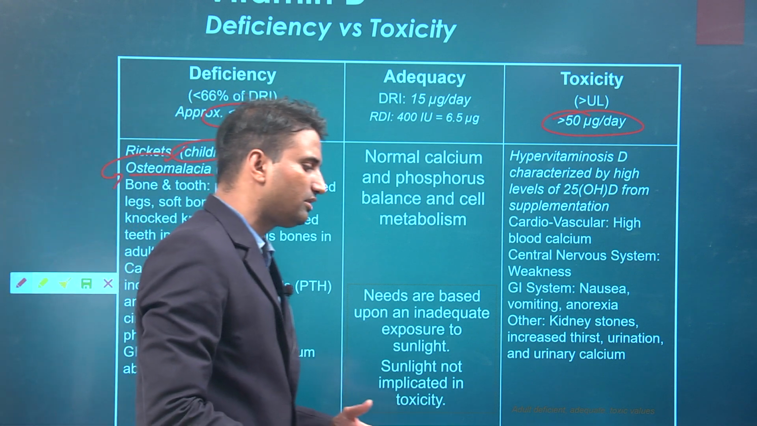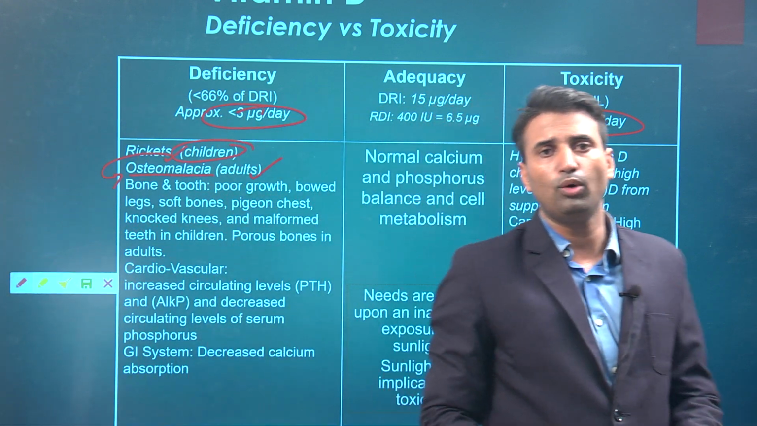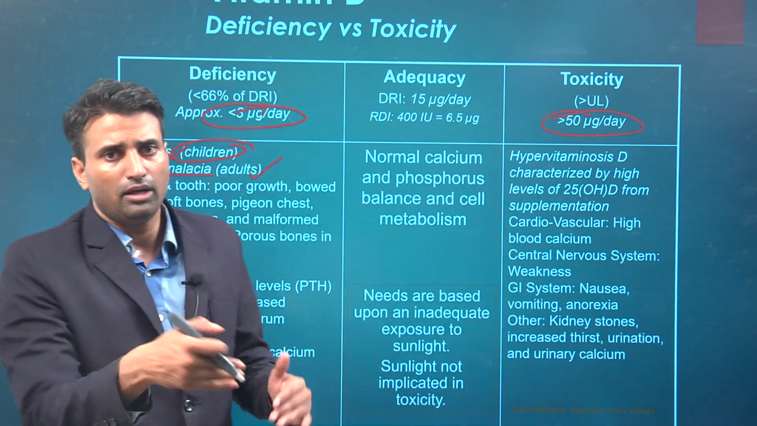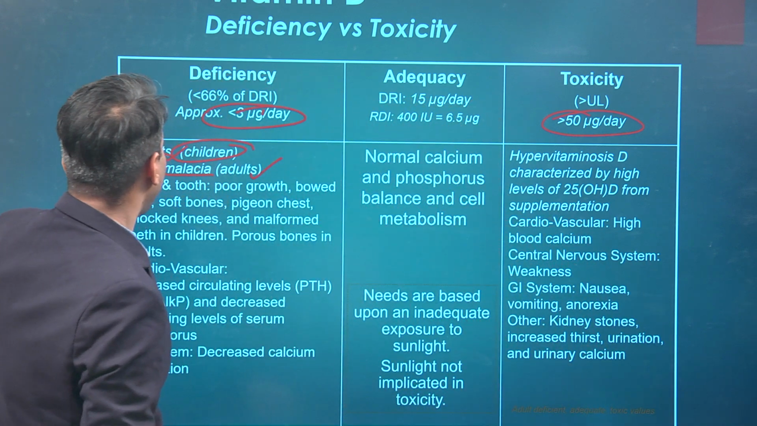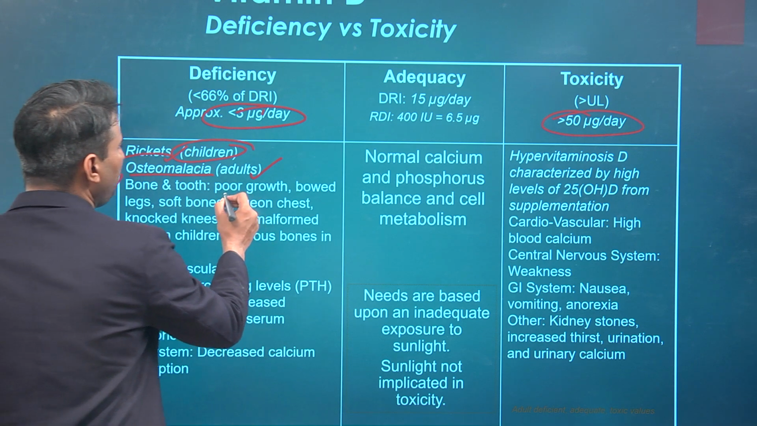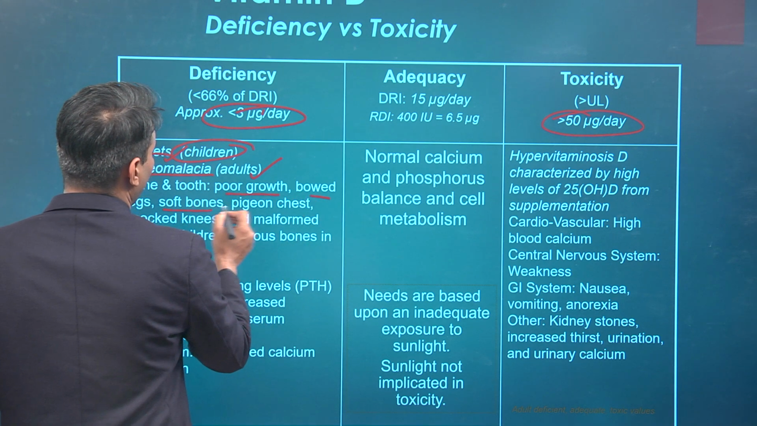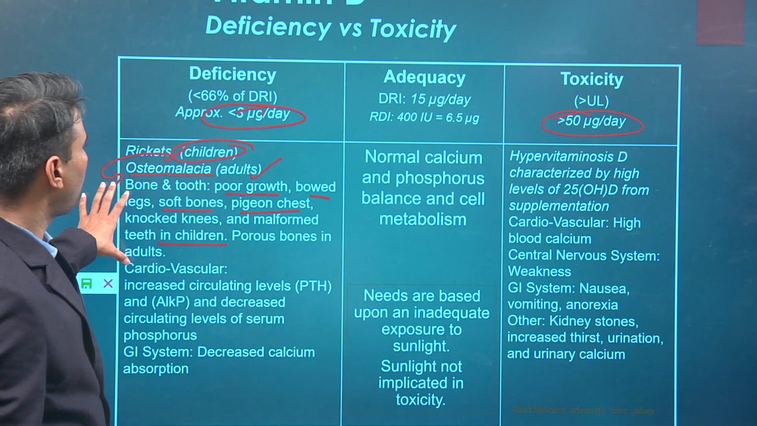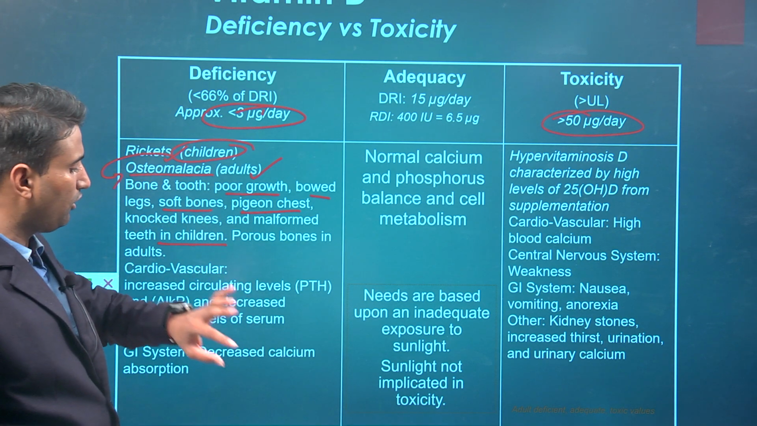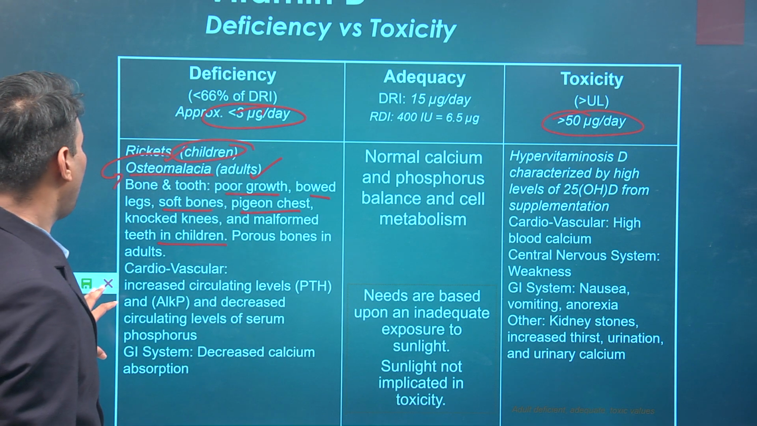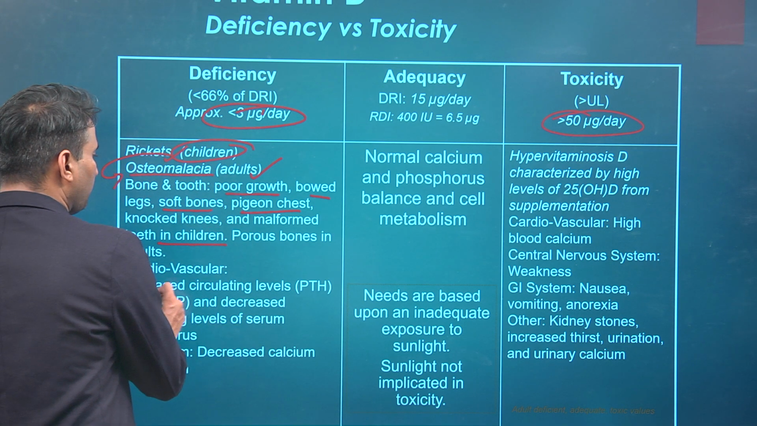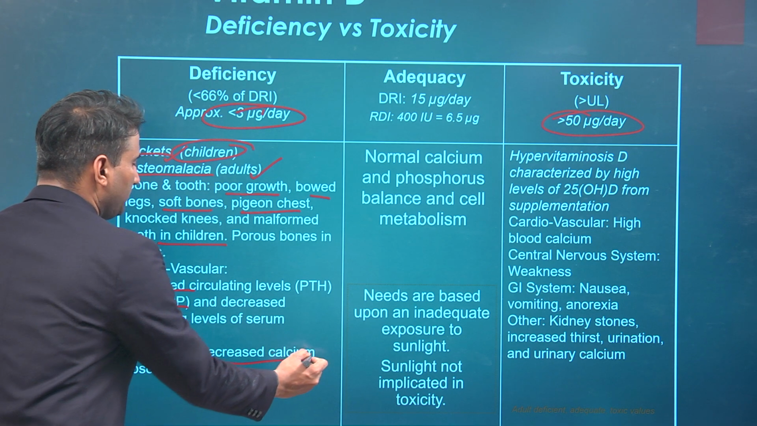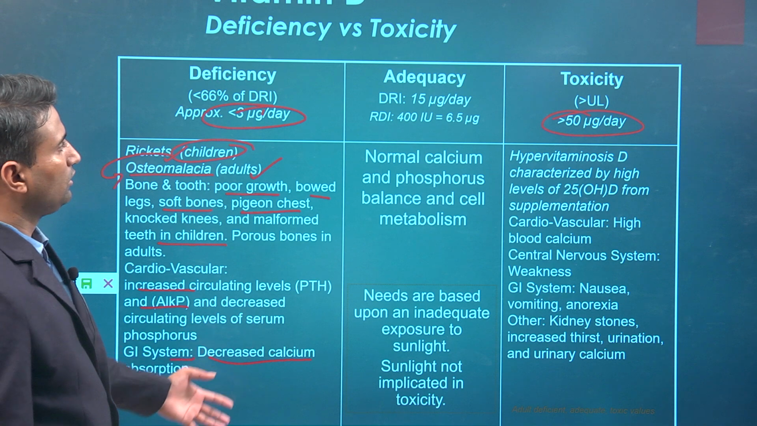In osteomalacia, generally the shape of the bones of our legs will mold, so they will become round shaped. So that is osteomalacia. Then poor growth, soft bones, and pigeon chest. So these are the problems associated with the deficiency of vitamin D. Cardiovascular disease can also be a problem, and problems in the GI system also. So these are the problems.